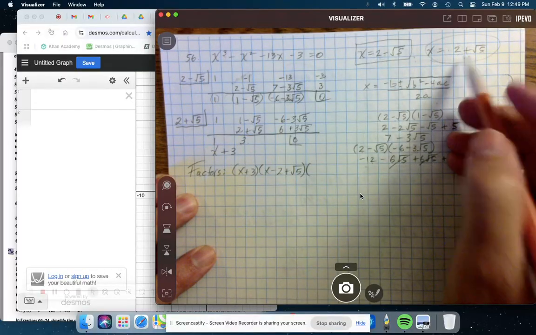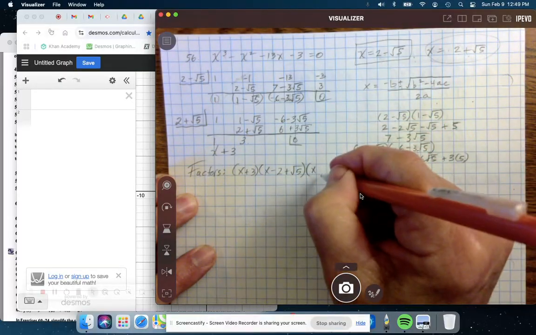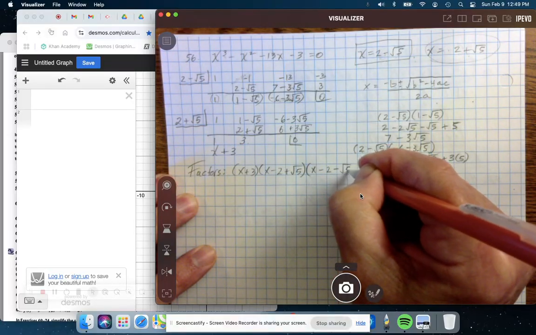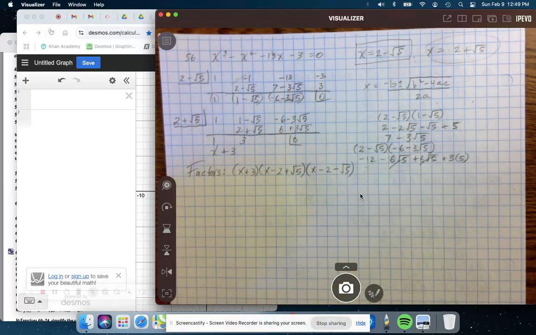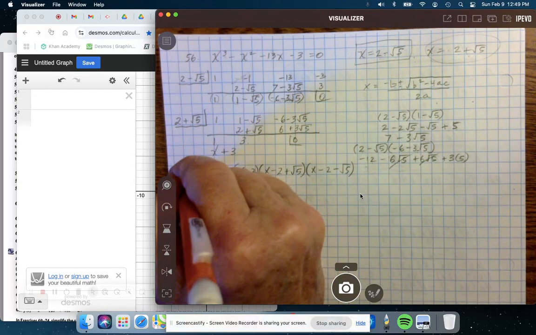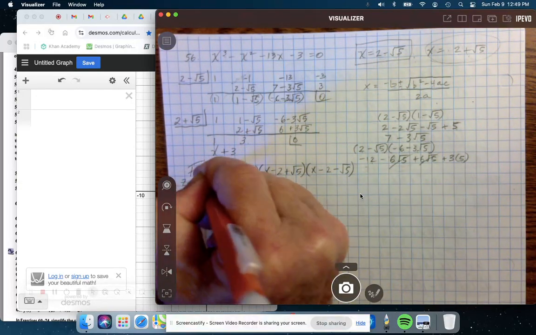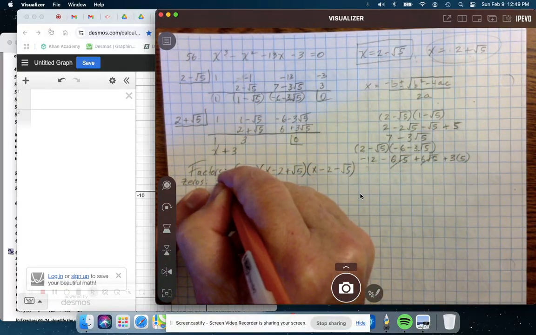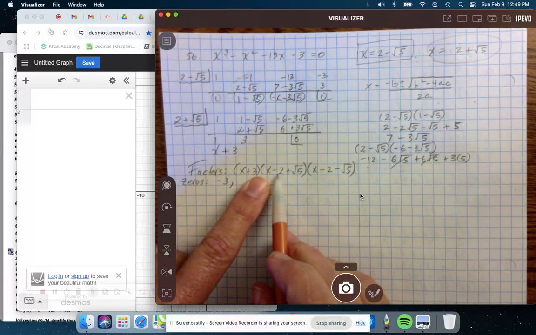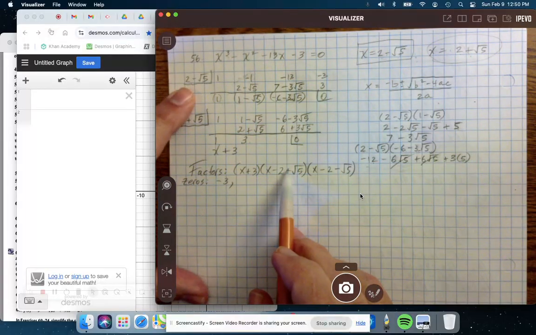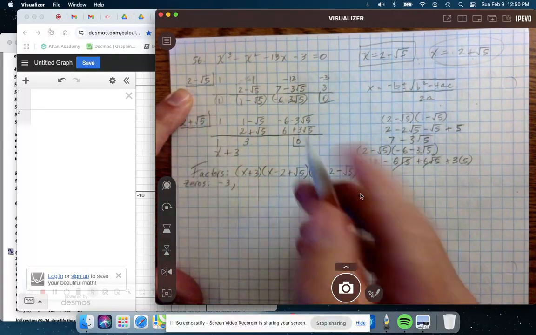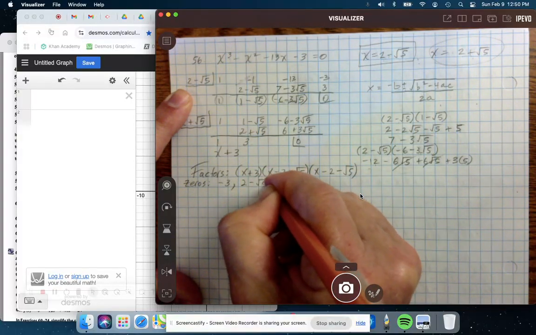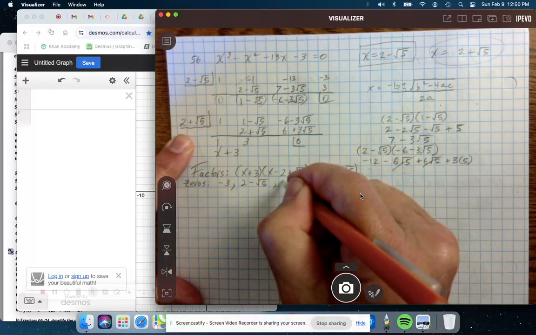And x minus this one, x minus 2 minus square root of 5. So those are my factors. My zeros are, because of x plus 3, negative 3. Because of this, you can just look up here, it's 2 minus square root of 5. And also 2 plus square root of 5.